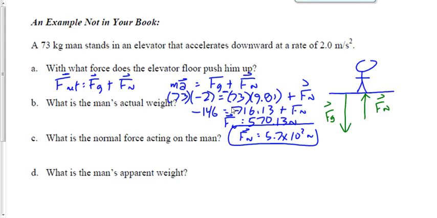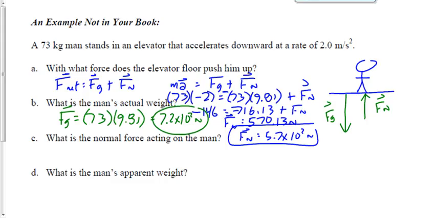Three words. Force of gravity. All we got to do for the man's actual weight is multiply m times g. It's 73 times, technically, negative 9.81, but usually when we talk about weight, we make it a positive value. I get 7.2 times 10 to the 2 newtons.